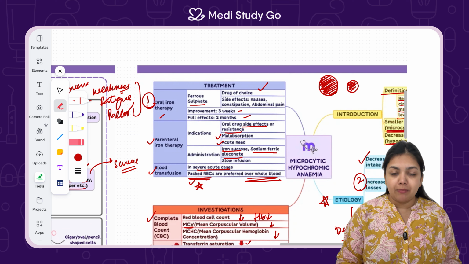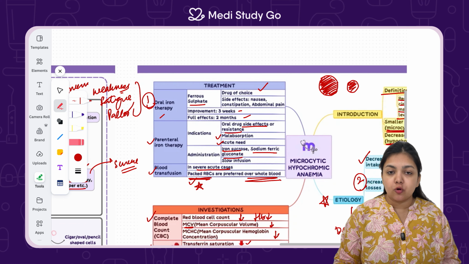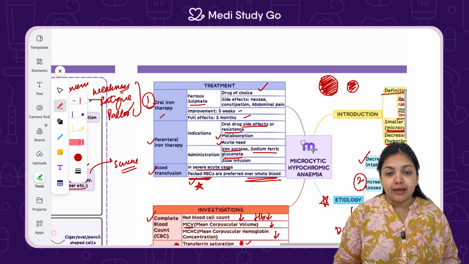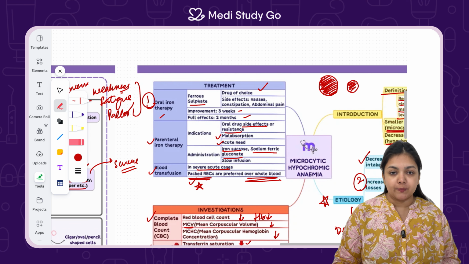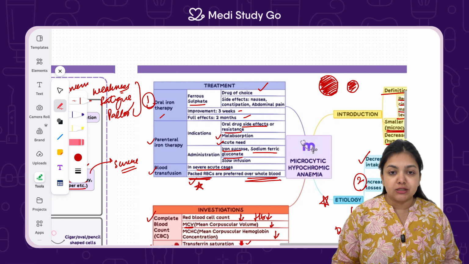This is how you can manage a patient of microcytic hypochromic anemia according to the symptoms and the stage at which the patient is. For lesser severity, you can just give oral drugs. For a higher severity, you can require parenteral therapy or even blood transfusion. This is how you can compile this topic.